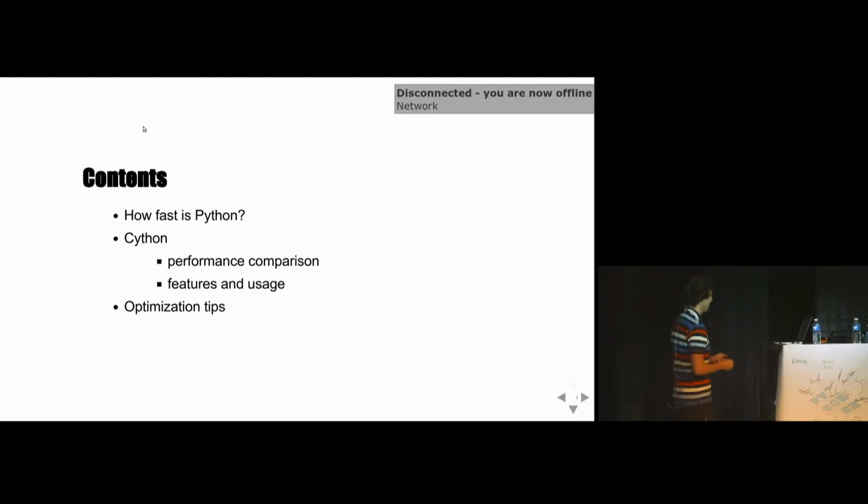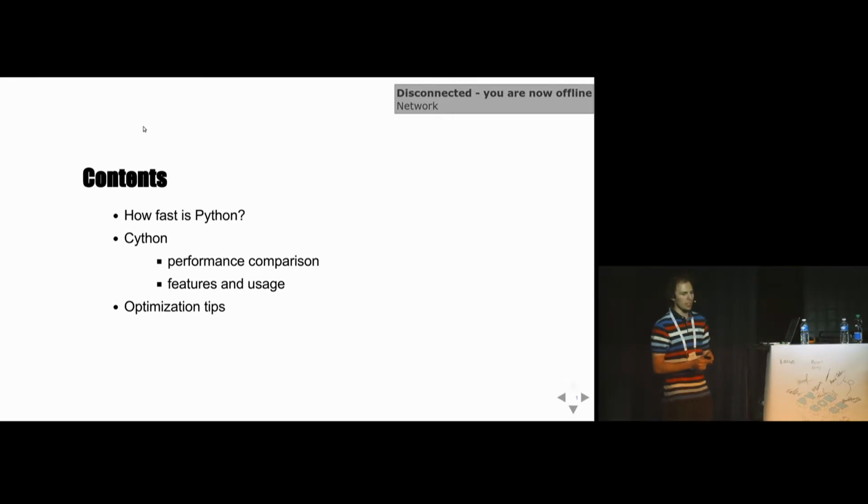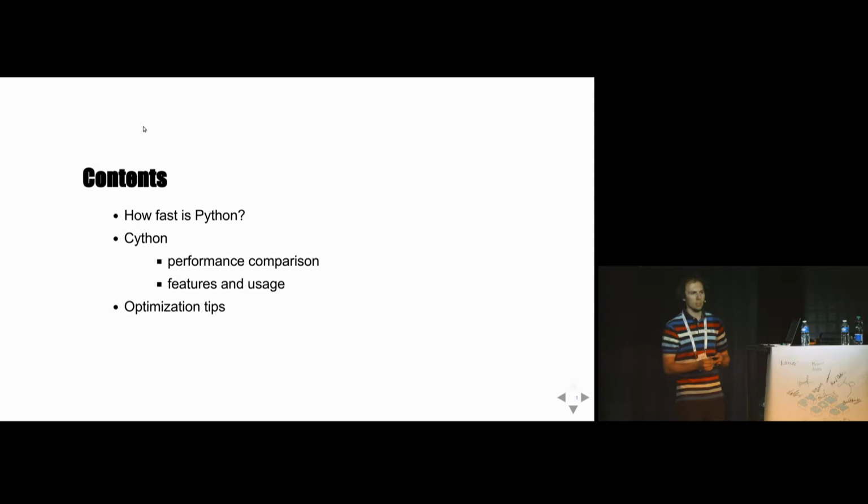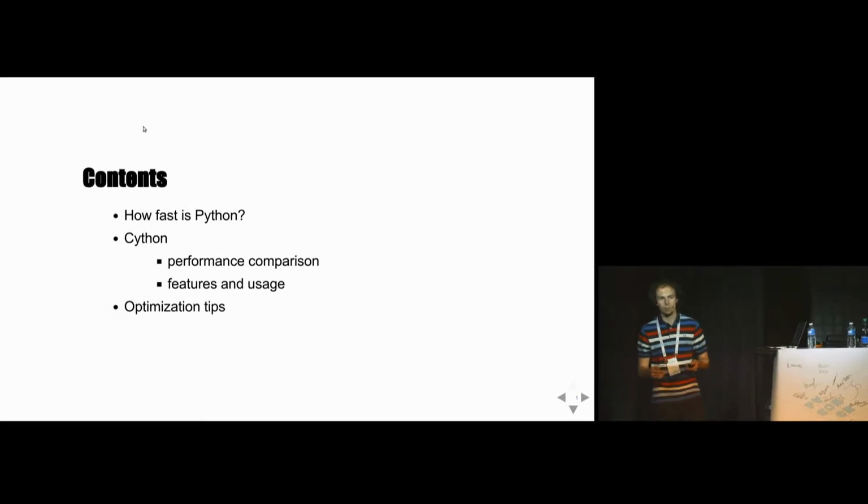So in this talk, we will first take a look at how fast, or more specifically slow, is Python, and then I will introduce Cython, show some example usages, show some comparisons with native Python code, and in the end, I will share some general optimization tips that you might find useful when you decide to actually optimize your code.